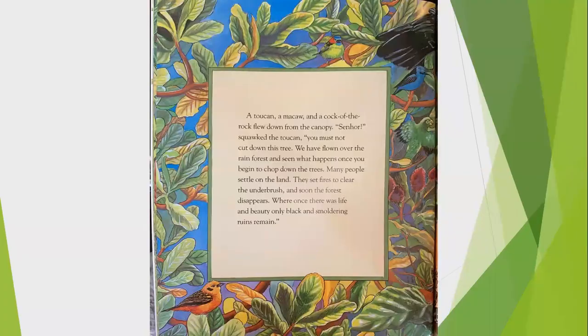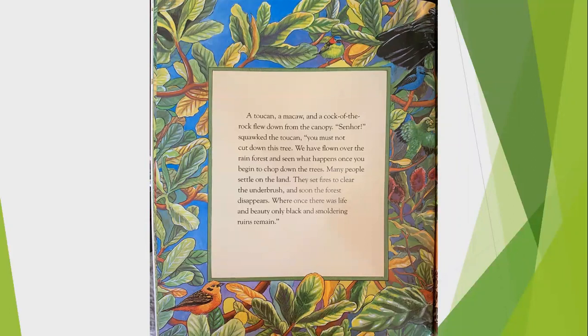There's the monkeys talking to the man. A toucan, a macaw, and a cock of the rock flew down from the canopy. "Senor," squawked the toucan, "you must not cut down this tree. We have flown over the rainforest and seen what happens once you begin to chop down the trees. Many people settle on the land. They set fires to clear the underbrush. And soon the forest disappears. Where once there was life and beauty, only black and smoldering ruins remain."